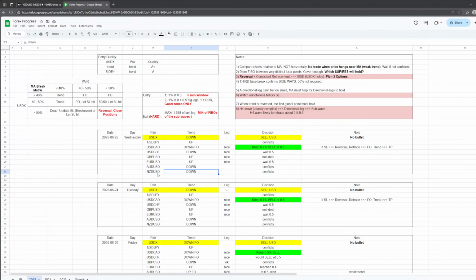Let's write it down. New Zealand dollar USD trend is down, which conflicts with the USD index chart. That's why we're not going to touch any New Zealand dollar USD.